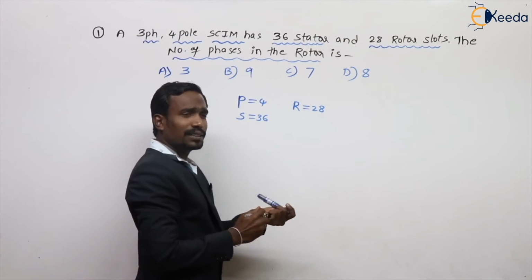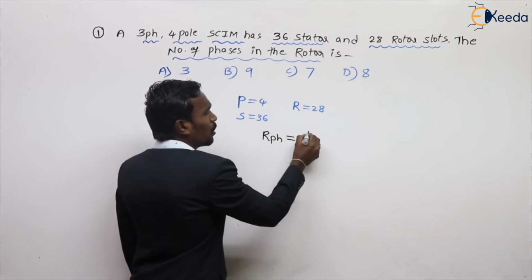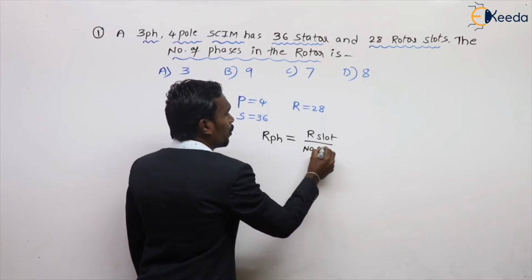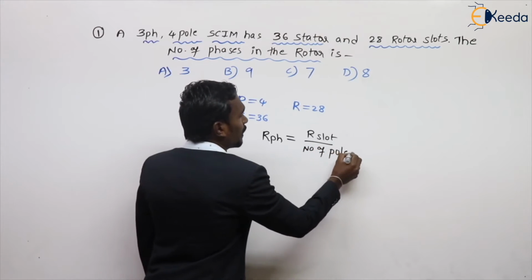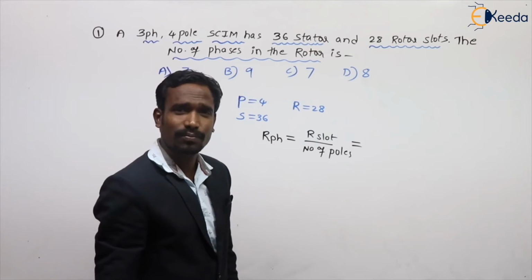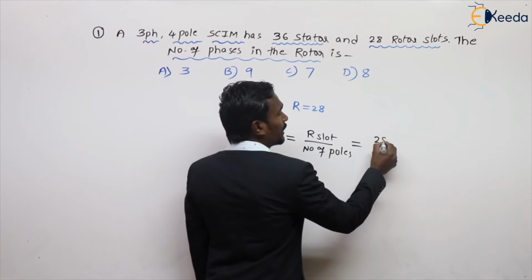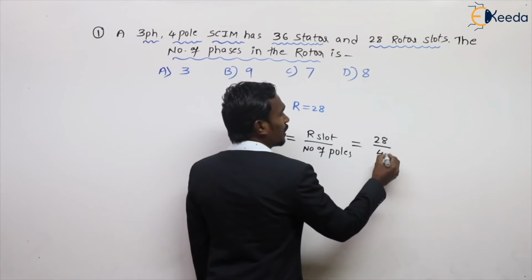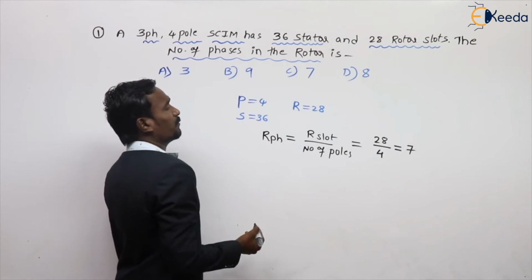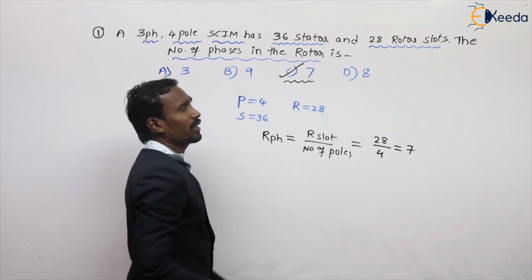Then rotor phases is equal to rotor slots divided by number of poles. This is the formula. You know very well about this. So the number of rotor slots is 28 and the number of poles is 4. So the answer is 7. So the number of phases in the rotor is 7.